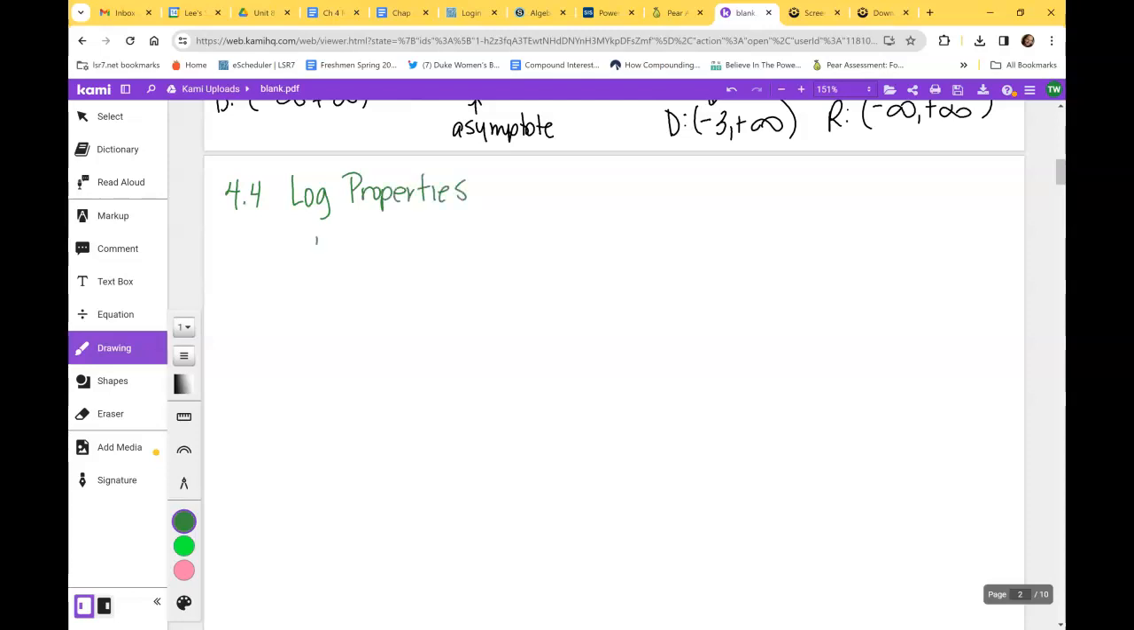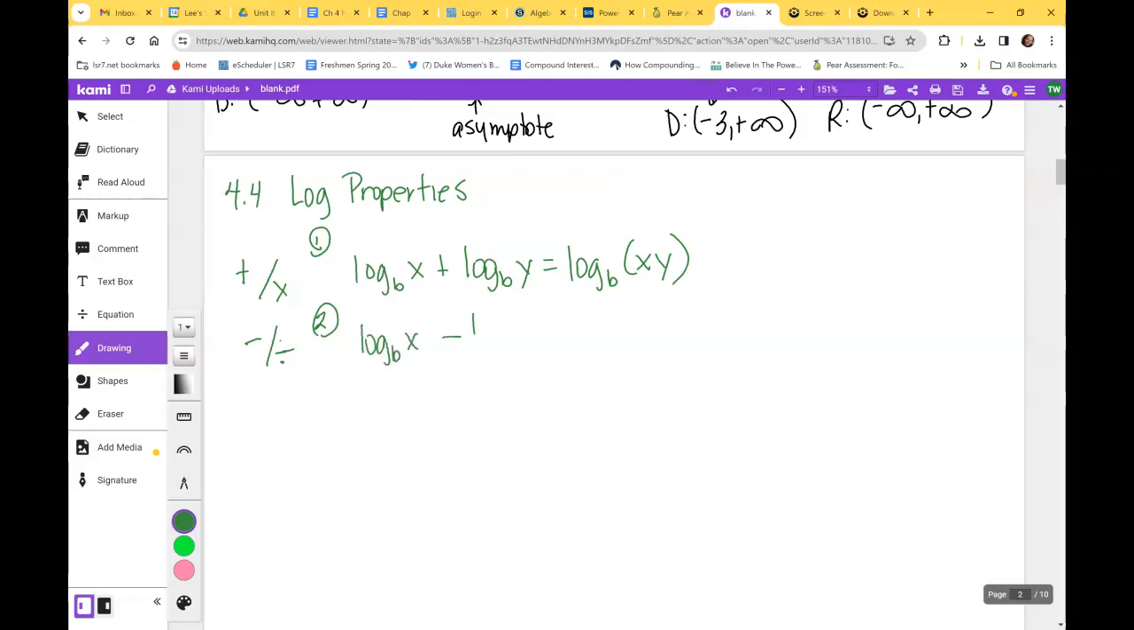Okay, so first is condensing and expanding. Plus and multiply go together. So log base b of x plus log base b of y is going to equal log base b of those two things multiplied together. Subtraction and division: I'm going to have log base b of x minus log base b of y equals log base b of x over y.